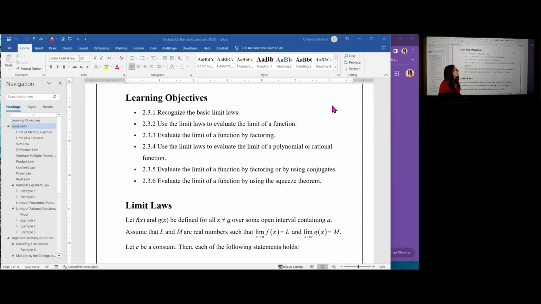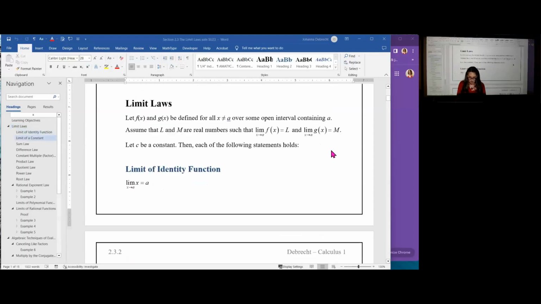We're going to be covering these learning objectives: learning the basic limit laws and using them to evaluate the limit of a function. We'll also use these laws to evaluate the limit of a polynomial or rational function, to take the limit by factoring or by using conjugates, and to evaluate the limit of a function using the squeeze theorem. Let's get started naming what the limit laws are.